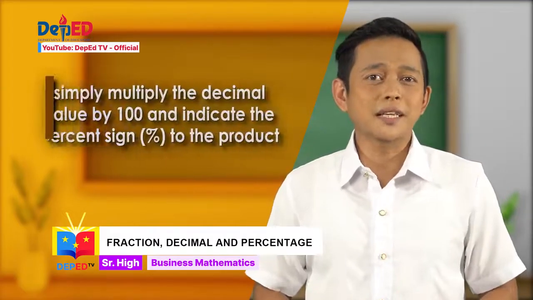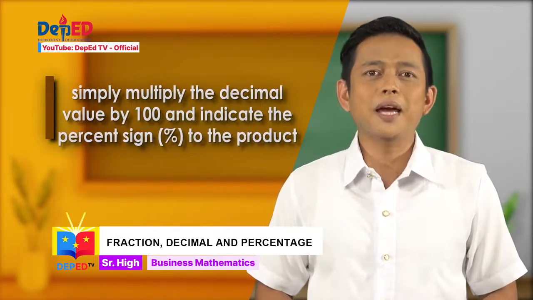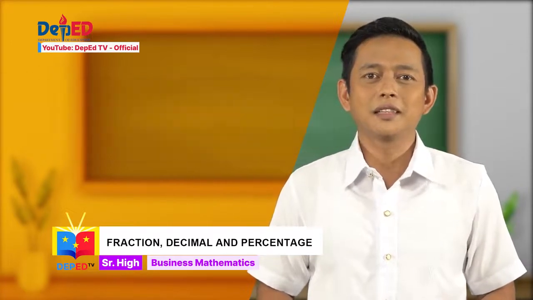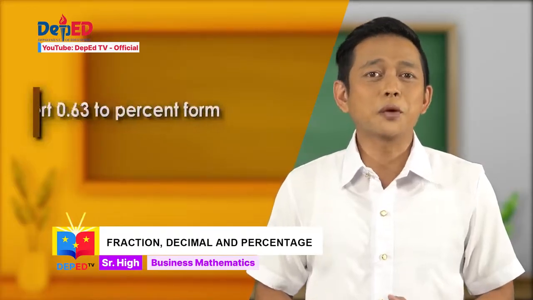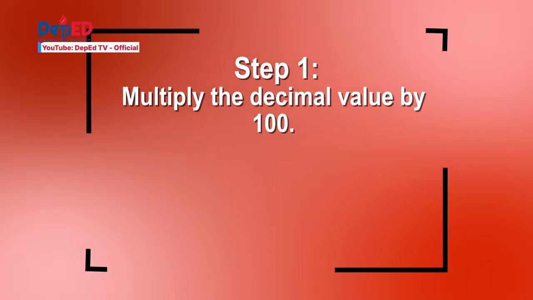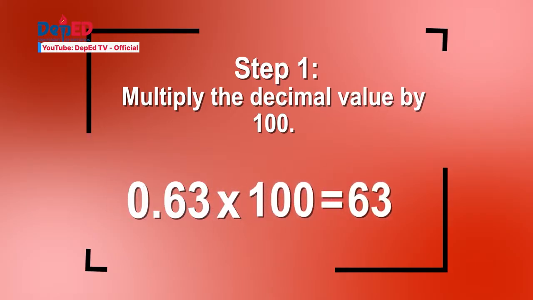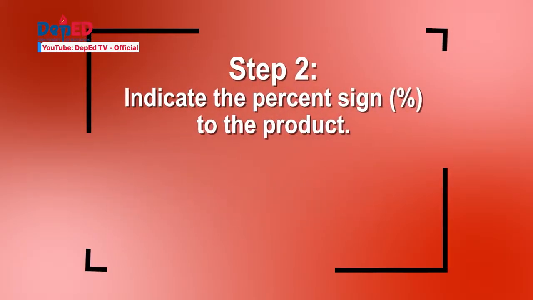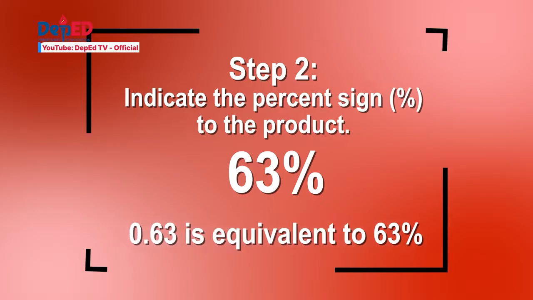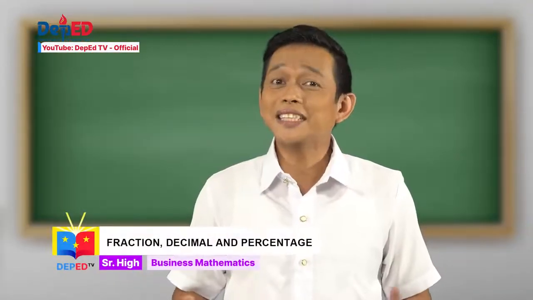To convert or express a decimal to percent form, we simply multiply the decimal value by 100 and indicate the percent sign to the product. For example, convert 0.63 to percent form. Step 1. Multiply the decimal value by 100. 0.63 times 100 is equal to 63. Step 2. Indicate the percent sign to the product. That is 63%. Therefore, 0.63 is equivalent to 63%. You got it right! As simple as that.